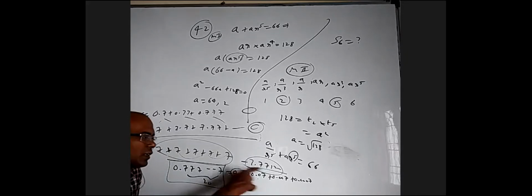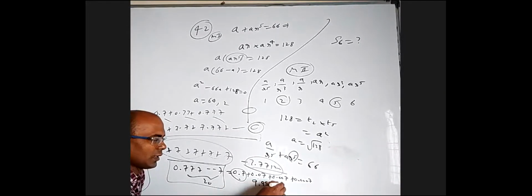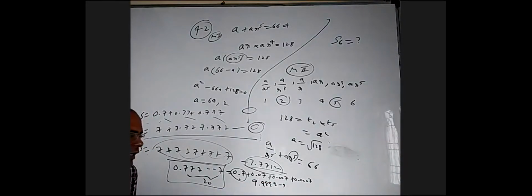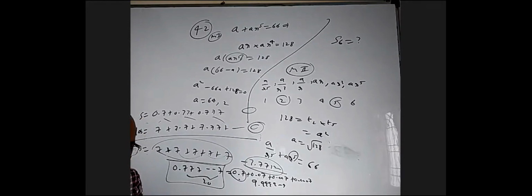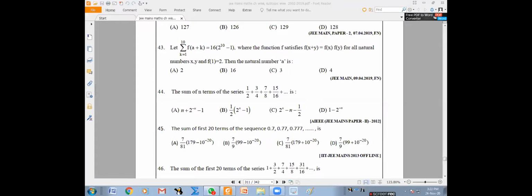But more easily, take 7 common, multiply with 9, divide with 9. You are going to get 9.9999999. You can tell what the term is more easily. But otherwise, as I said right in the beginning, take 7 common, multiply with 9, divide with 9, that is easier. Many of you did it like that only? Yes, sir. So 45 is easy. Take 7 common, multiply with 9, divide with 9, and then each term we write as 1 minus. Okay, you're asking 43. Yes.